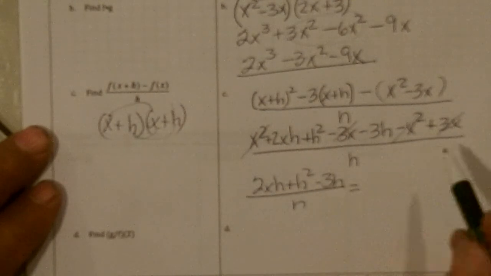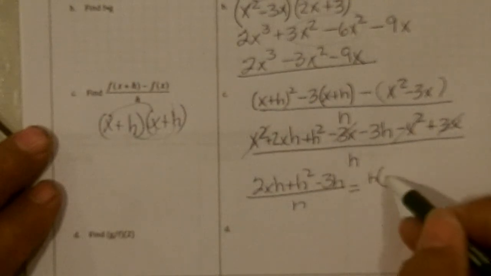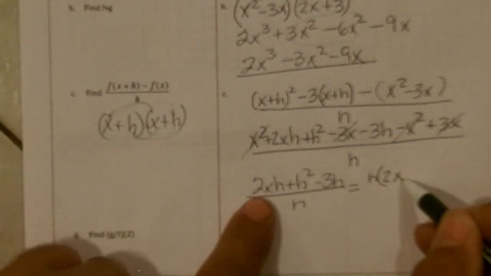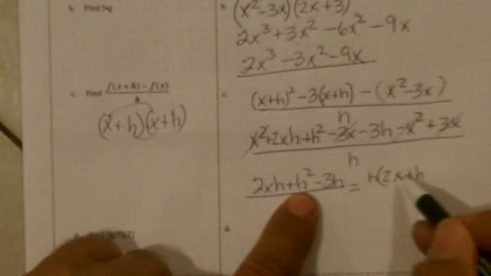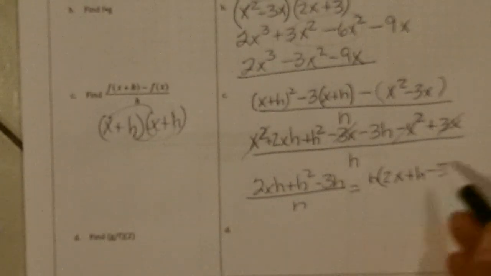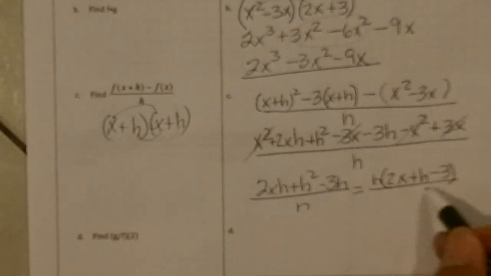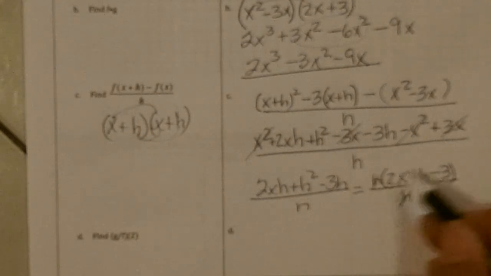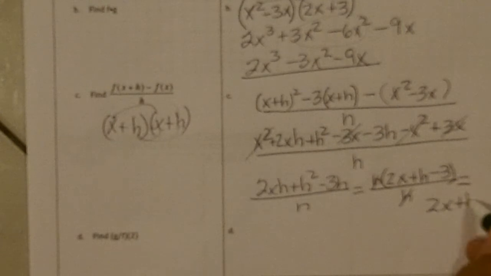You can factor out an h and get h times 2x plus h times h is h squared, minus 3 times h is minus 3h, over h. And now these h's cancel and we get 2x plus h minus 3.